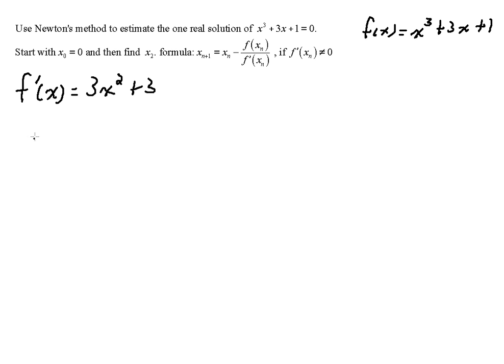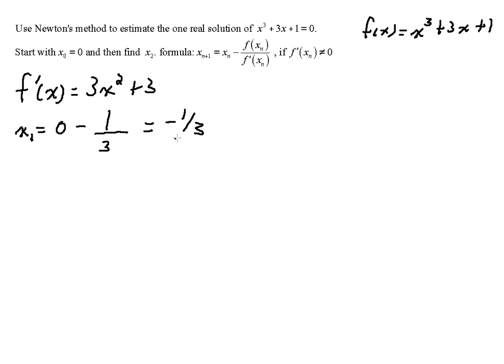Now we're just going to jump right in and find x sub 1. Remember, that's x sub n plus 1, which is x sub 1. We're given an x sub 0 right here. So x sub 0 is equal to 0. Let me erase one of those equal signs. So minus f evaluated at 0. Well, f evaluated at 0 is 0 plus 0 plus 1, over f prime evaluated at 0, which is 0 plus 3, so that's negative 1/3. So that's x sub 1.